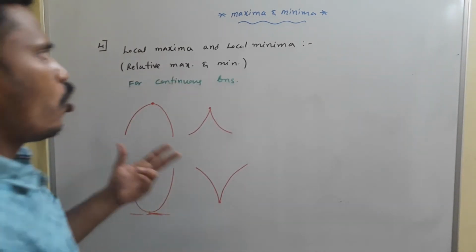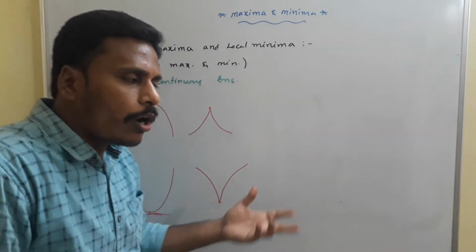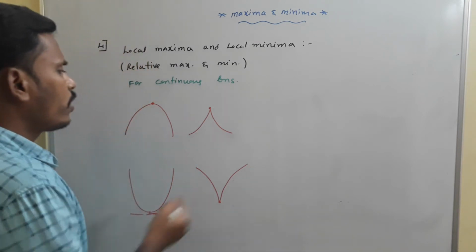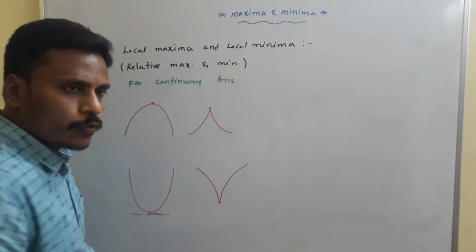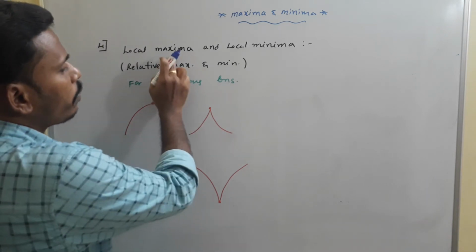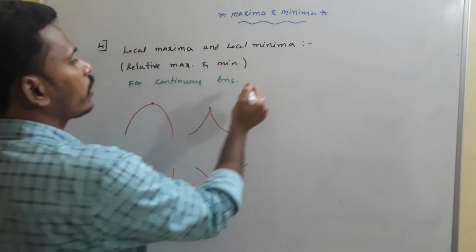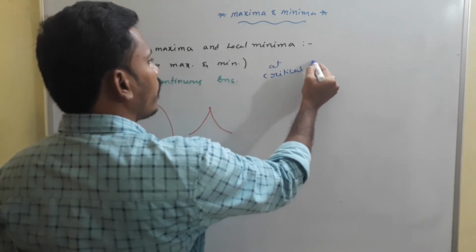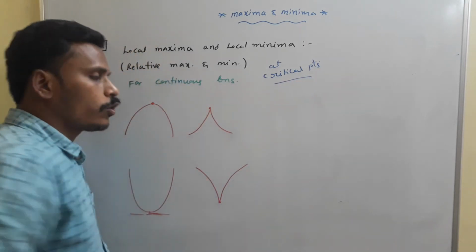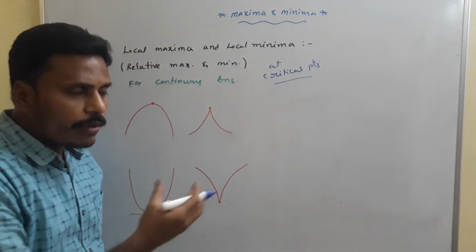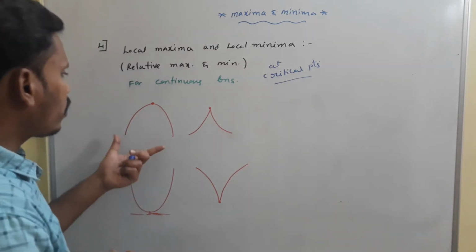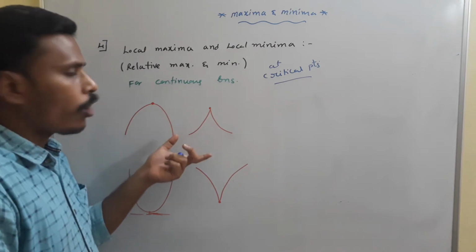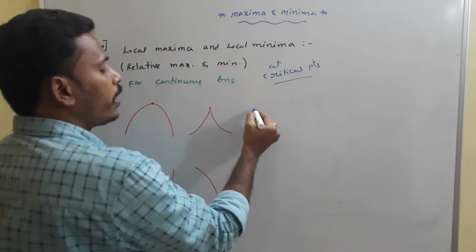Local maxima and local minima are also called relative maxima and relative minima. So relative maxima or local maxima. We are discussing continuous functions, and one more thing: these maxima and minima occur for continuous functions at critical points only. For discontinuous functions we have a separate approach. Usually we will face graphs of this type at local maxima and local minima.